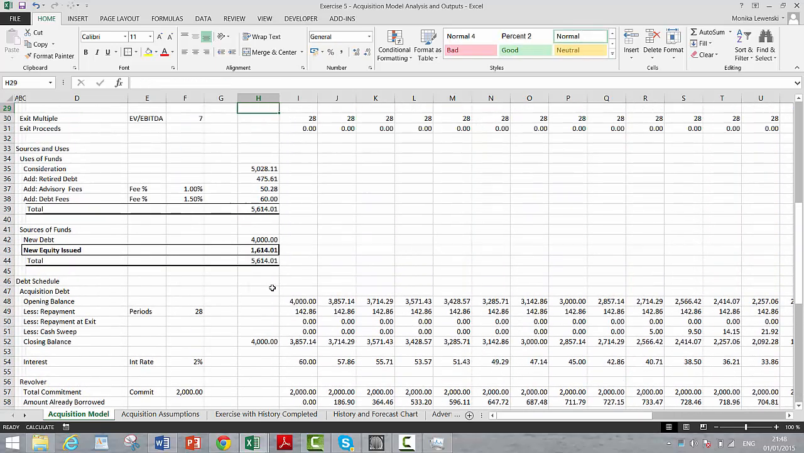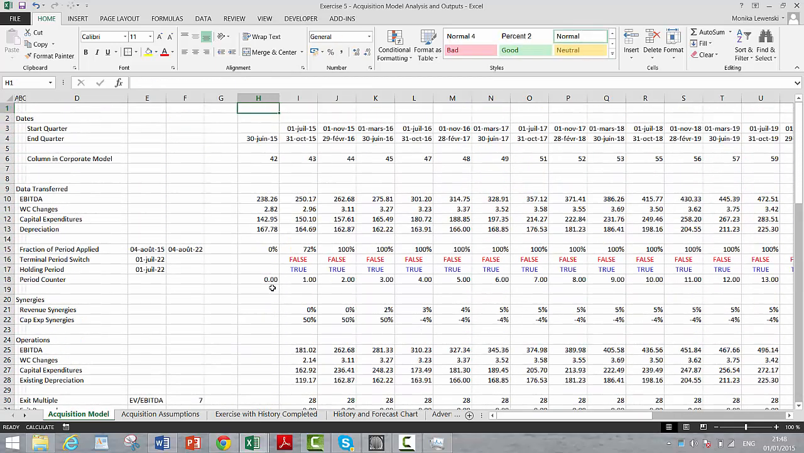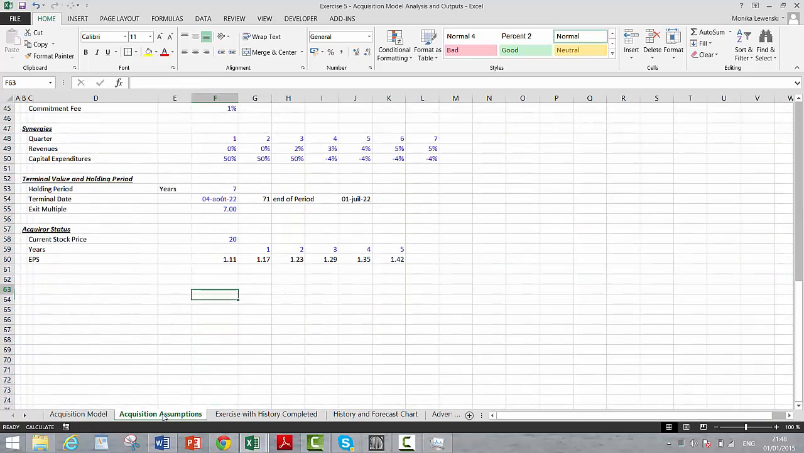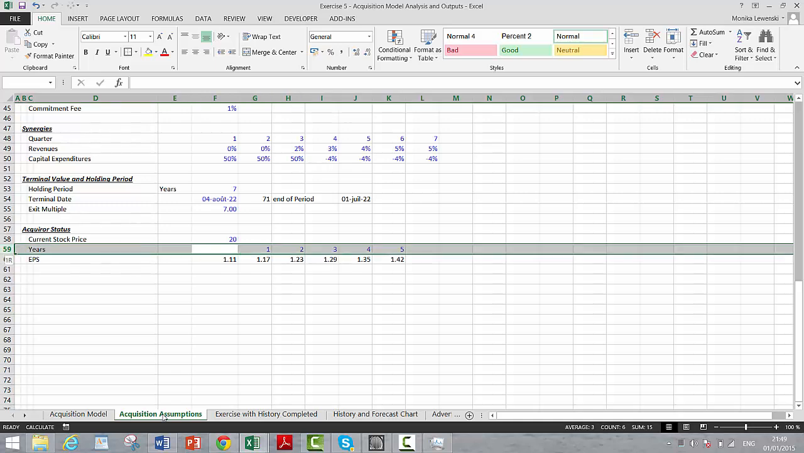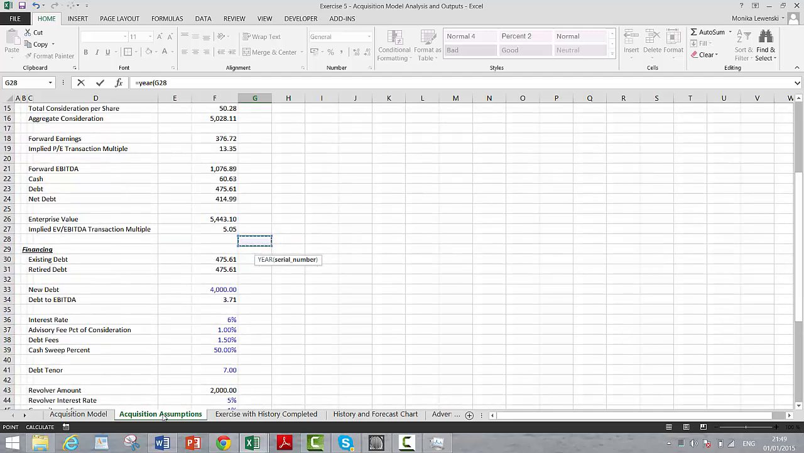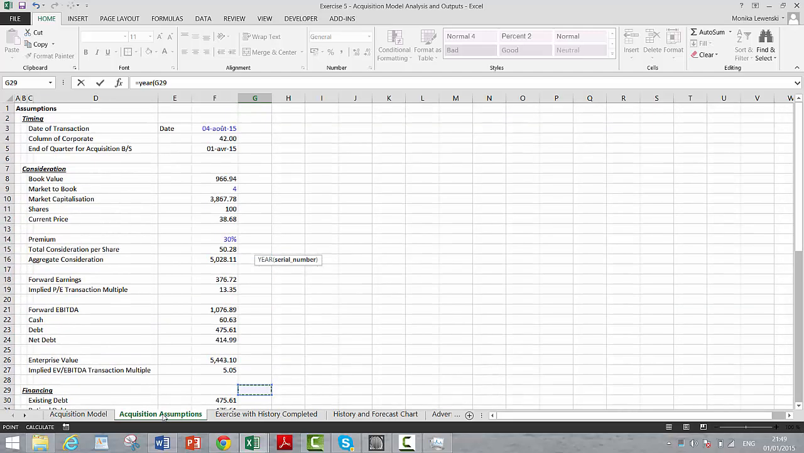All right, now let's look at our accretion and dilution, perhaps. If you recall, we made in the assumptions section, we made an assumption about the EPS, and perhaps this year, why don't I put year of the transaction?